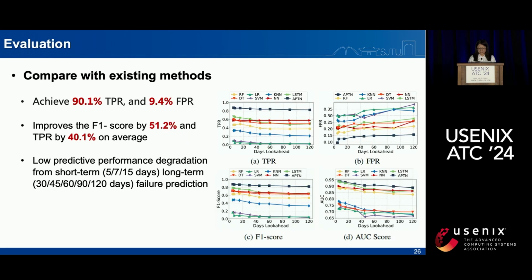The first experiment shows the predictive performance comparison with the existing methods. We use TPR, FPR, F1 score, and AUC scores as the key metrics for the evaluation, which are essential for system maintenance like SSD replacement. We can see that for our proposed method, even in the long-term prediction, like 30 days look-ahead or 120 days look-ahead, the performance degradation is really tiny. This is meaningful for proactive maintenance decision making.